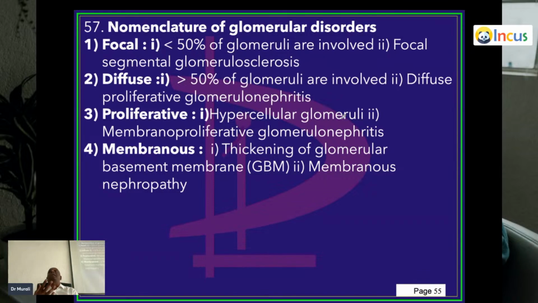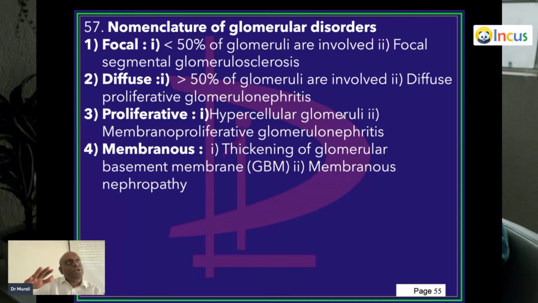ग्लोमेरुलर डिसऑर्डर्स का क्लासिफिकेशन, नॉमेनक्लेचर क्या होता? फोकल, डिफ्यूज, प्रोलिफरेटिव, मेम्ब्रेनस. Focal means what? Less than 50% of glomeruli are involved, just like in focal segmental glomerulosclerosis. Diffuse means more than 50% of the glomeruli, like diffuse proliferative glomerulonephritis, DPGN. Then proliferative glomerulonephritis means the glomeruli are studded with cellular infiltration, hypercellular glomeruli.